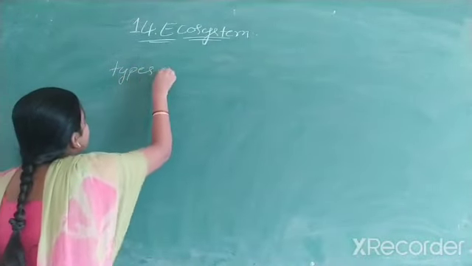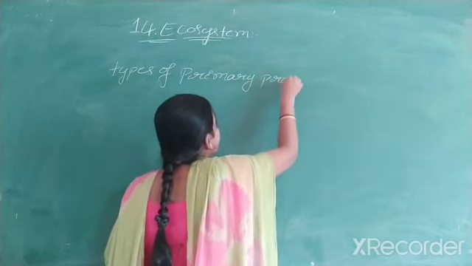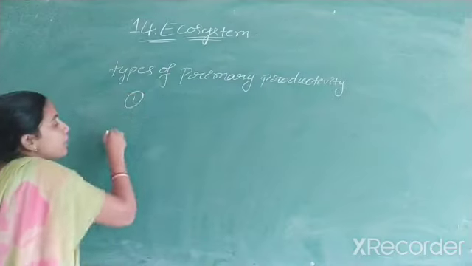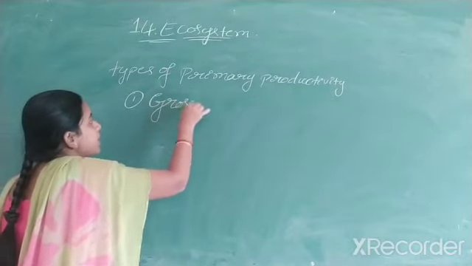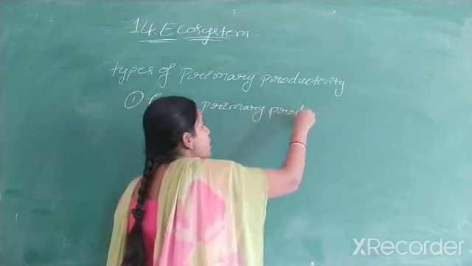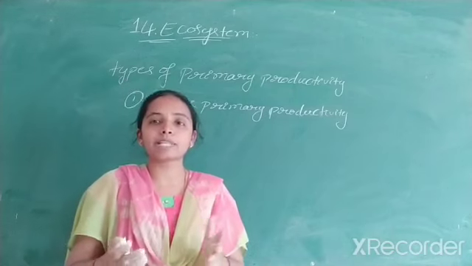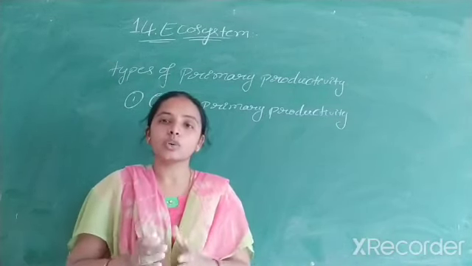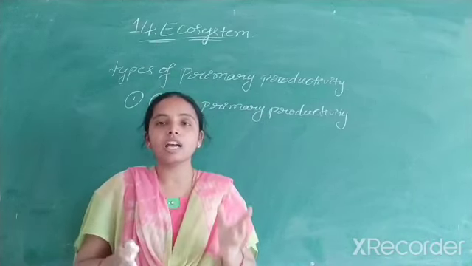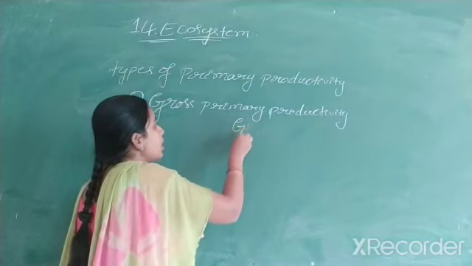Types of primary productivity. The first one is gross primary productivity. So what is meant by gross primary productivity? The total biomass that has been produced by the producers during photosynthesis. It can be abbreviated as GPP.